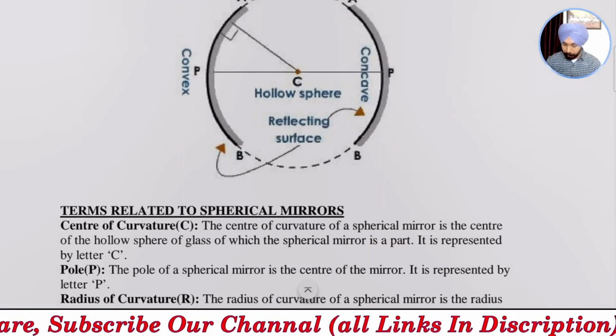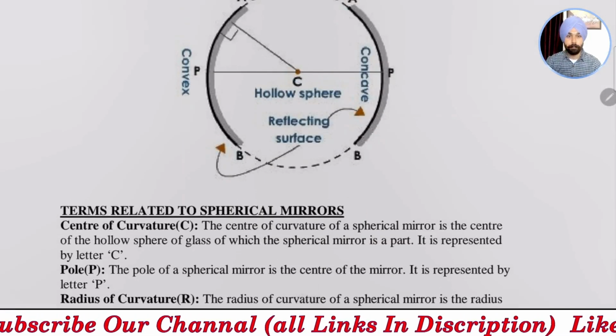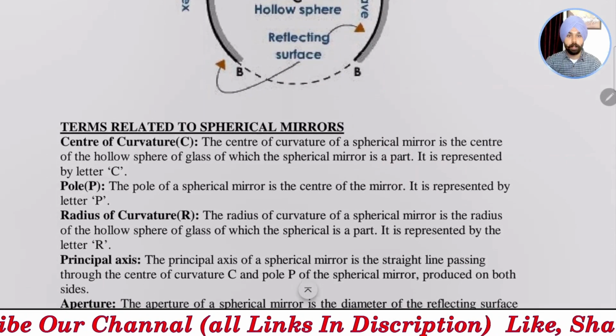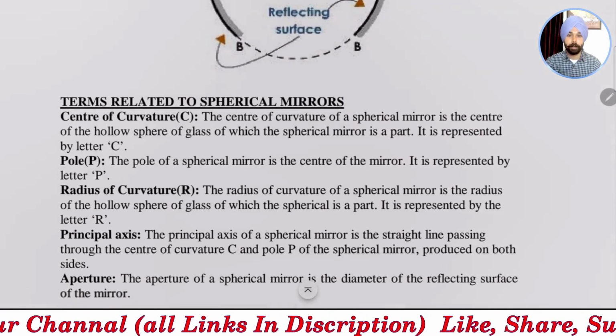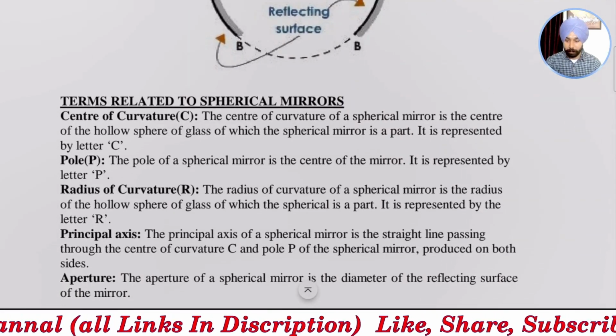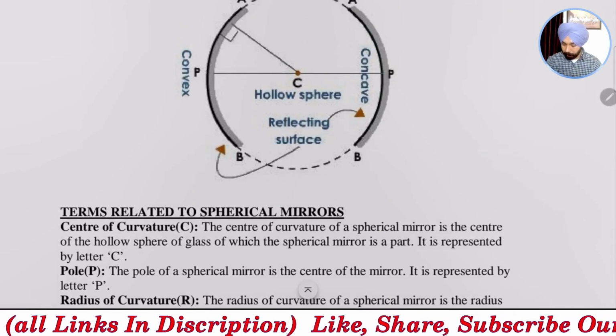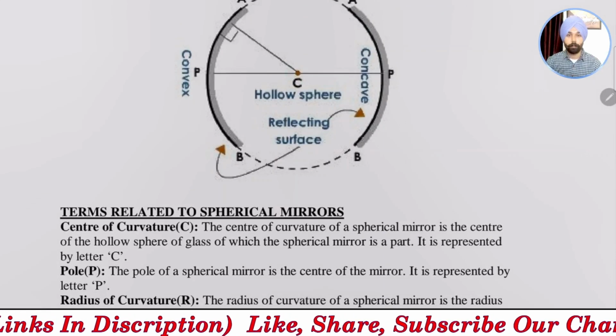Which one is the center of curvature? This one is the center of curvature C. Pole. The pole of the spherical mirror is the center of the mirror. It is represented by the letter P. The center of the mirror we call the pole.